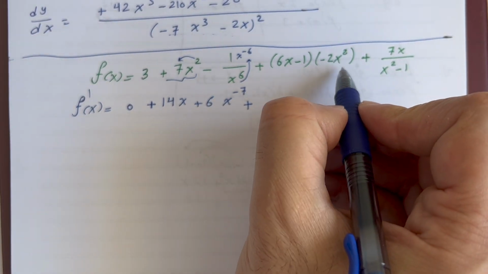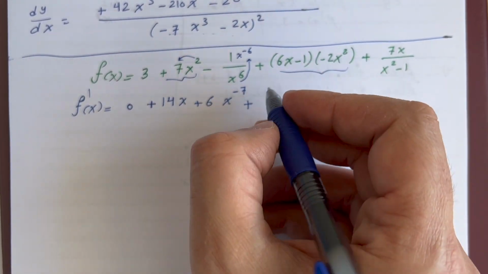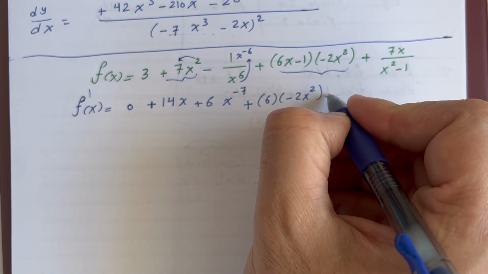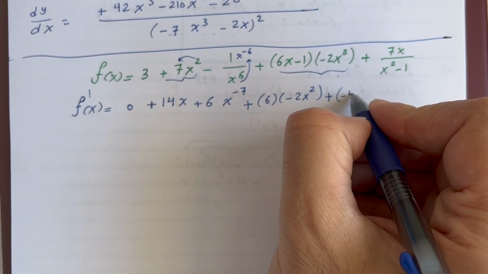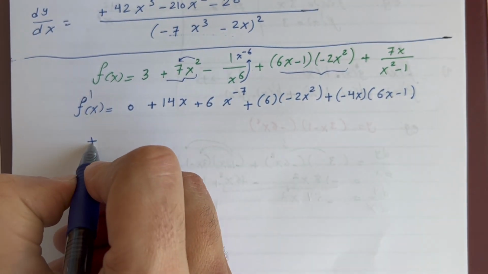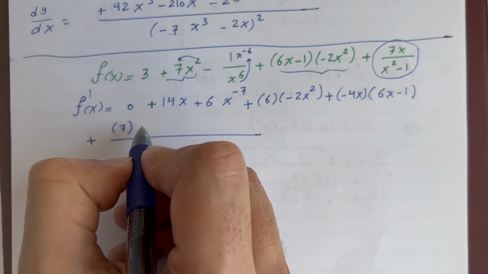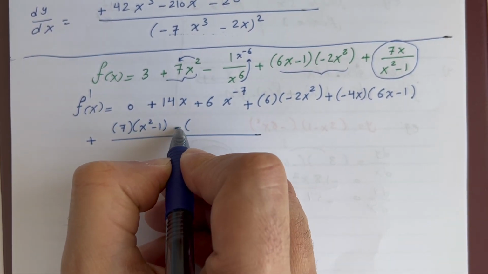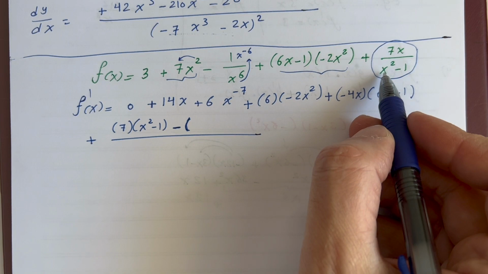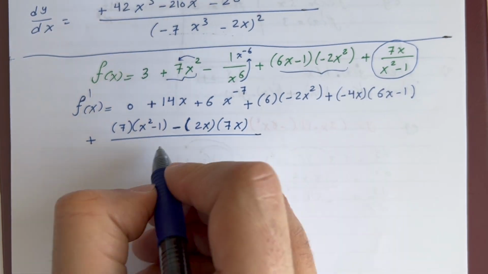Now plus, be very careful here. Here you have the chain rule, the product rule. So the derivative of the first one is 6 times the second one, negative 2x squared, plus the derivative of the second one is negative 4x times the first one, 6x minus 1. Now I will continue down. What is the derivative of this fraction? The derivative of up times down as it is, minus, always open parentheses after minus because this is the virus, be very careful. The derivative of the denominator is 2x times the numerator 7x over the denominator squared.